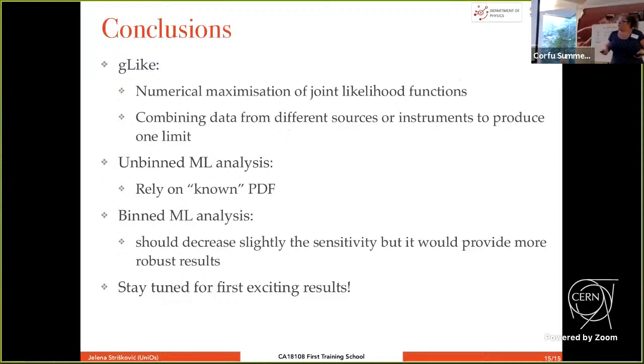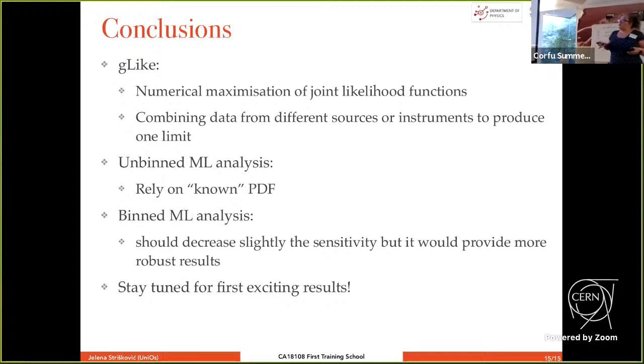So to conclude, G-like is a numerical maximization method for joint likelihood functions. You can use it and modify it for whatever you are doing. Our aim is to combine data from different telescopes, or the same telescopes but with different telescope performances. We are doing that with two methods.